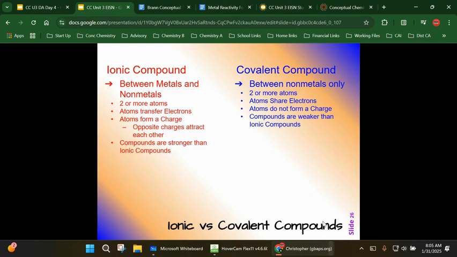Okay? An ionic compound is between metals and nonmetals. Metals that want to lose electrons, nonmetals that want to gain them. Perfect match, ladies and gentlemen. An ionic compound is between two or more different elements.